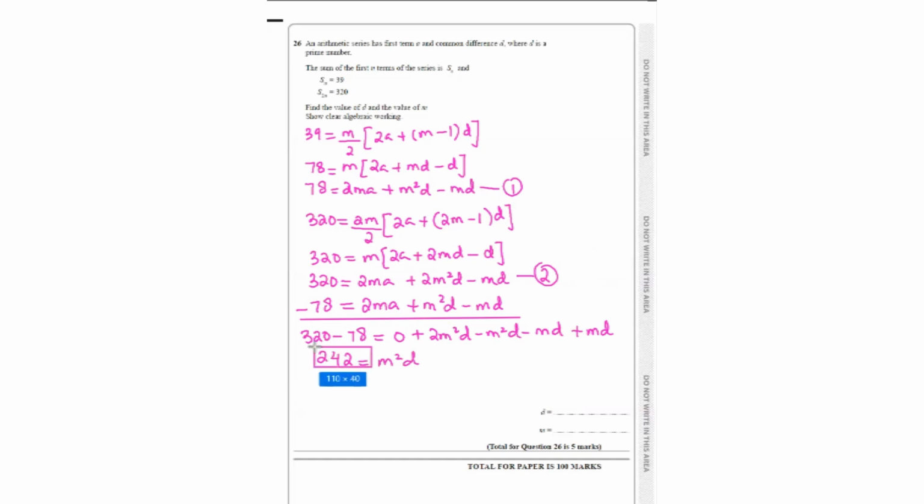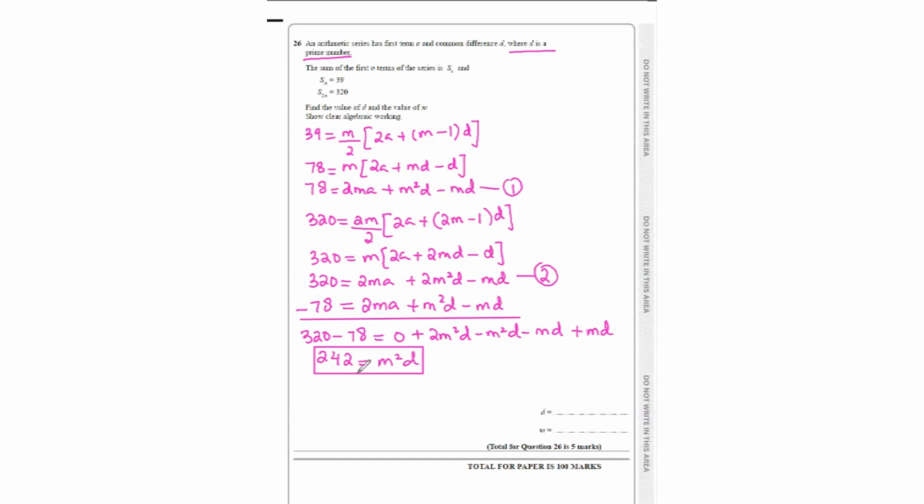Now, the question said that d is a prime number. So let's think of prime numbers which 242 is divisible by. 242 being an even number is divisible by 2. 242 is also divisible by 11. And I think that is about it. It's not divisible by any other prime number, I think.